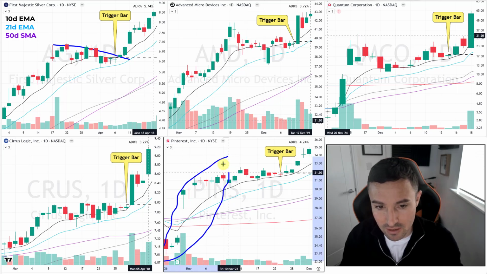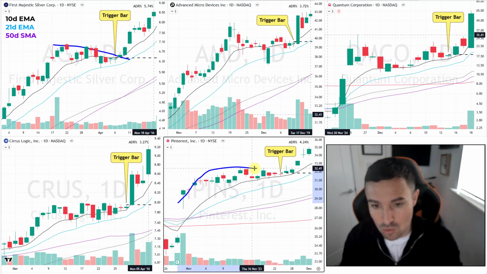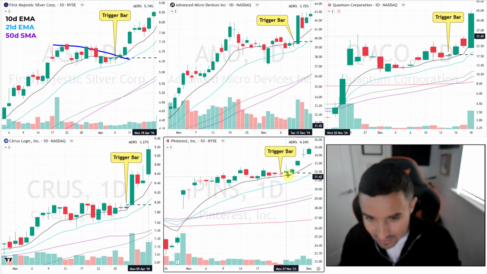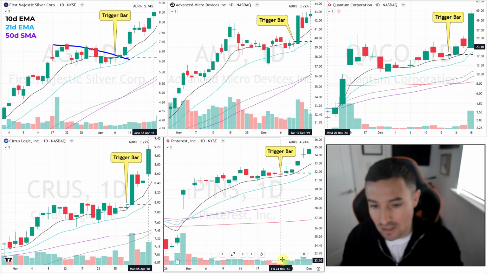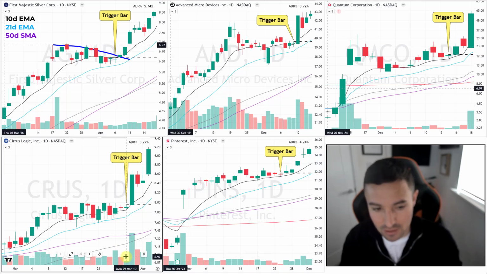Let me try and draw it better for you. Price expansion, then it pulls in tight, and that looks to be nearly a double inside day over here. And look how the volume dries up. You then get the lowest volume bar in the base before the breakout. Look at Cirrus Logic, the lowest volume bar in the base before the breakout.